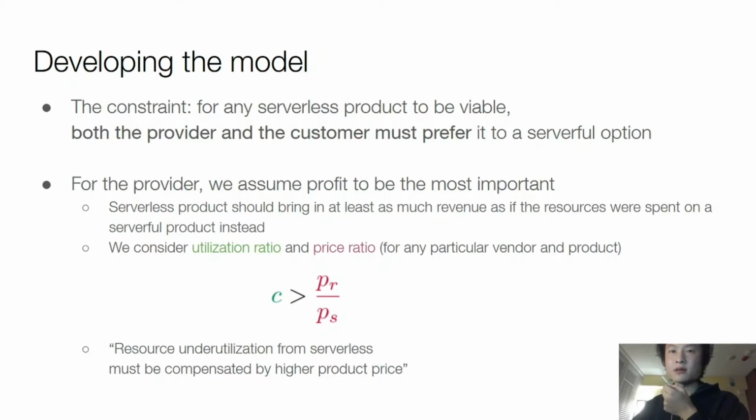So the serverless product should bring in at least as much revenue as if the resources were spent on a serverful product instead. To do this, we consider the utilization ratio and the price ratio for any particular vendor and product. And this expression simply says that resource underutilization from serverless must be compensated for by a higher product price.